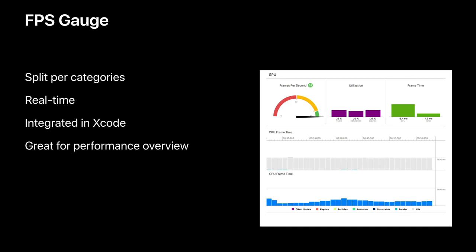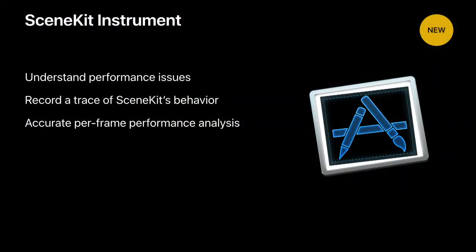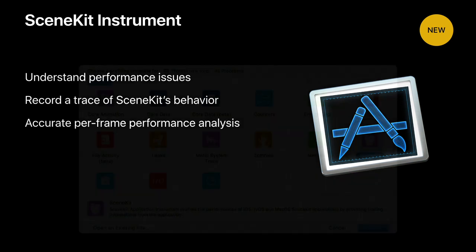But what happens when you skip a frame? How do you know exactly what happened? What caused the frame skipping? This year, we are introducing a new instrument. It's a template for SceneKit that you can use to record the trace of your application and exactly know what happens frame by frame. It's very simple to use.